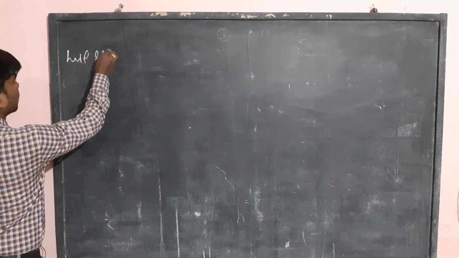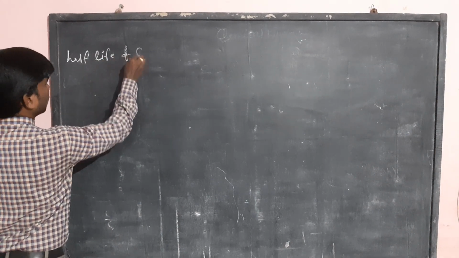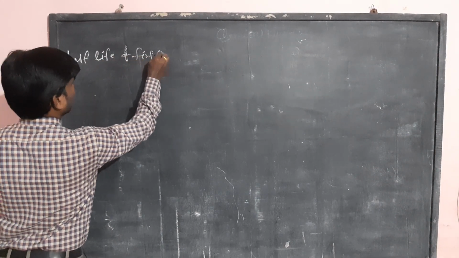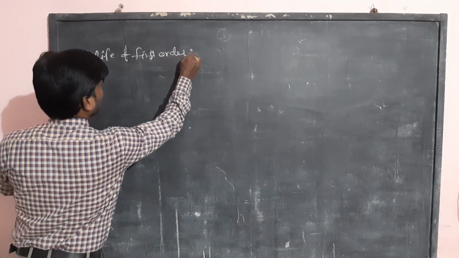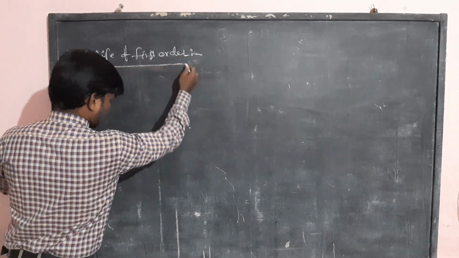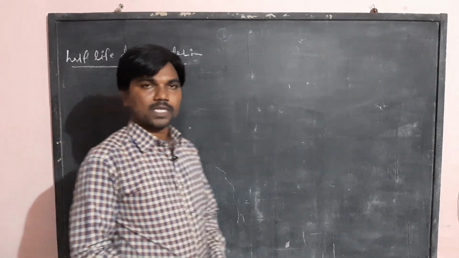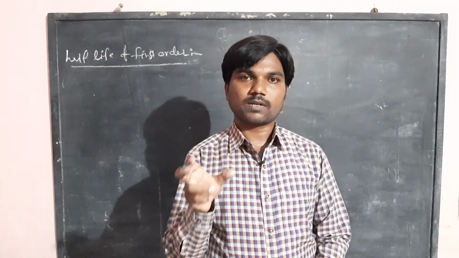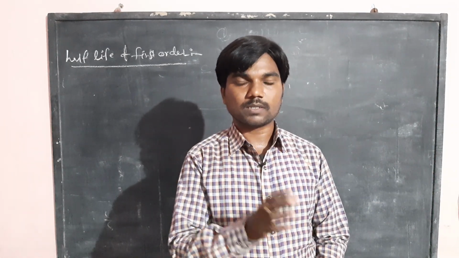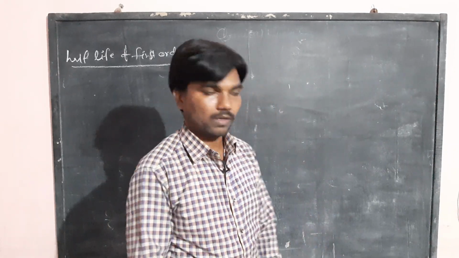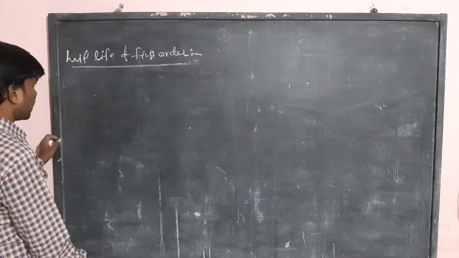Half-life of first order reaction. So half-life is nothing but the time required to complete half of the initial concentration, called half-life of a reaction. If 100% reactant concentration is there, at what time will 100% become 50%? That time we call the half-life time of a reaction. So half-life time will be calculated like this.